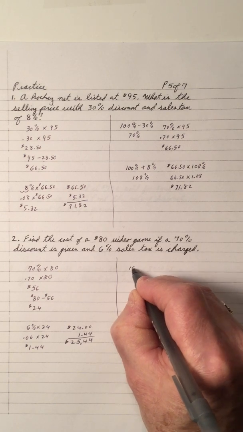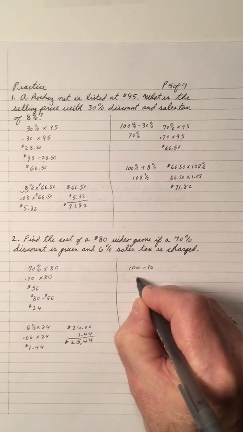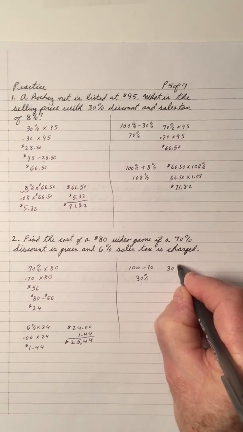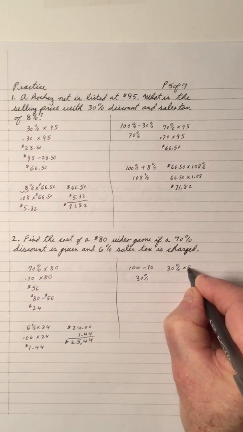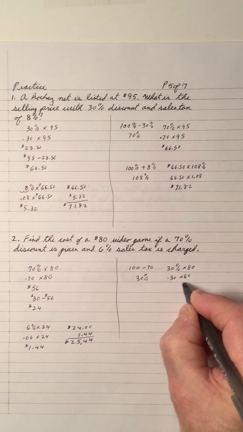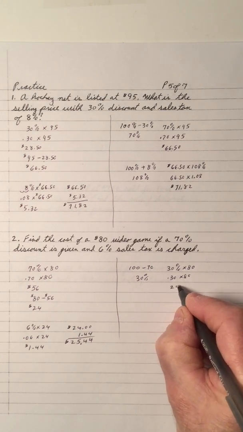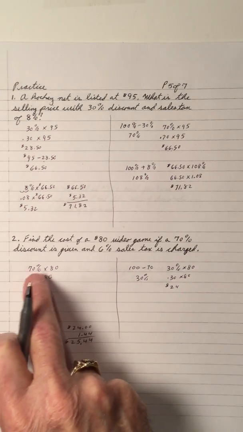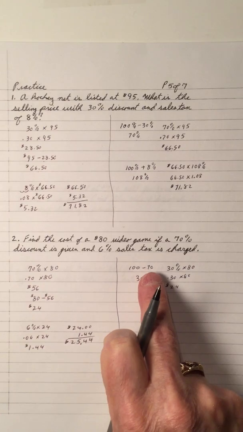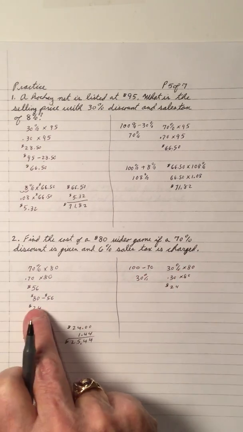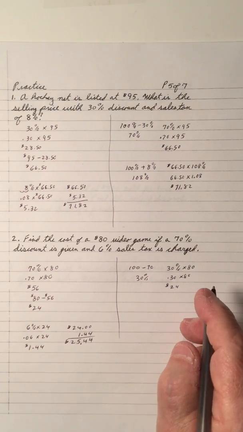70% discount means you're going to pay 30%. So 30% of the price, of $80. So 30%, decimal 0.30 times 80. So that's $24. Again, over here, we did the percent of the number and subtracted. Over here, we subtract the percent and then multiplied. Still got to the $24.